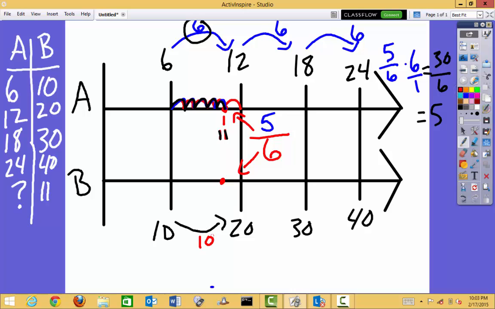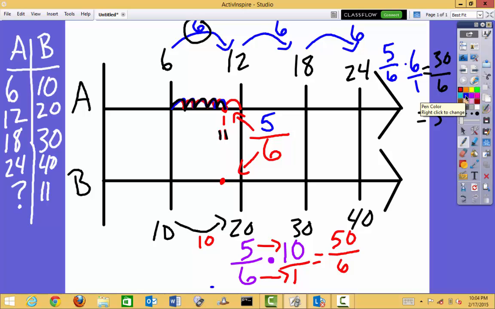So what I need to do is figure out 5/6 of 10. So 5/6 of 10, that means I multiply. So what is 5/6 of 10? Well, when I have a fraction and a whole number, I put the whole number over 1, and I multiply straight across. So I'm left with 50, 5 times 10, 6 times 1 is 6. I'm left with 50/6. I have to change this number now to something useful, so I have to change it to a mixed number.